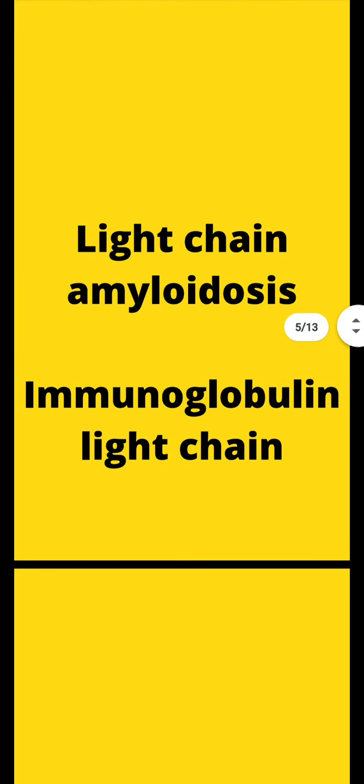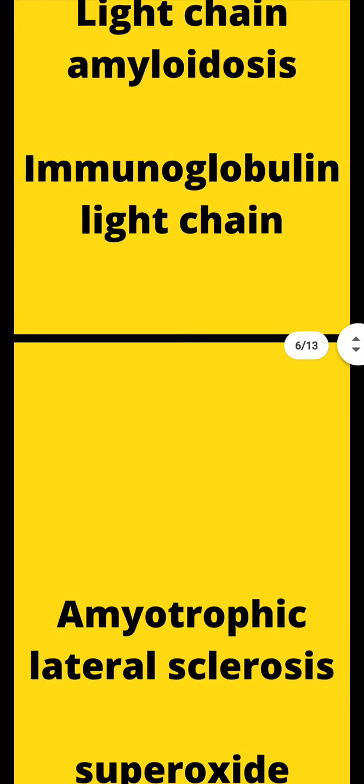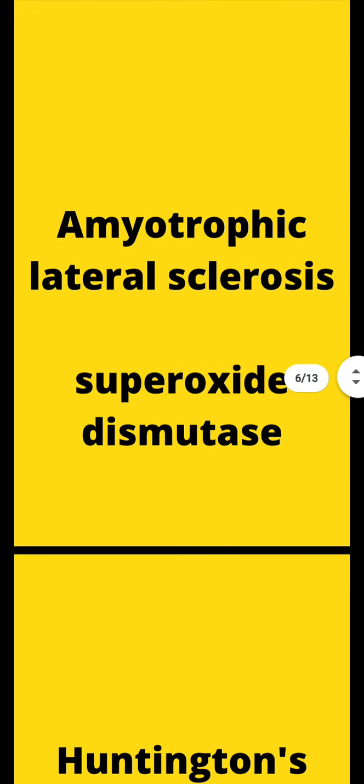Then next is light chain amyloidosis. It is due to the defect in immunoglobulin light chain. Then next is your amyotrophic lateral sclerosis. It is due to the defect in superoxide dismutase. If there is a defect in this particular superoxide dismutase during protein folding, you are going to see this disease happen.